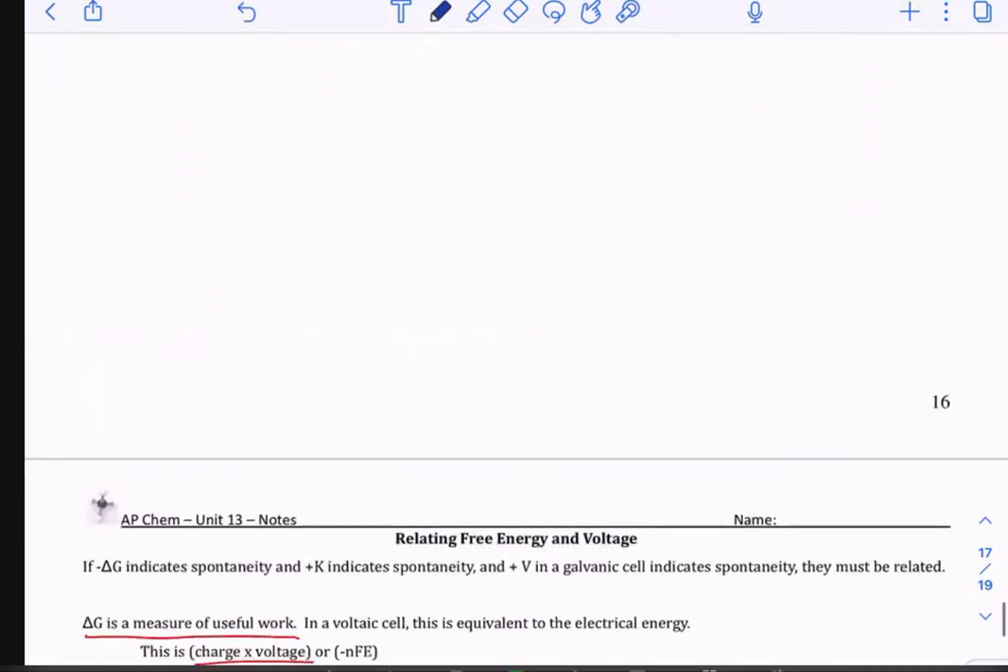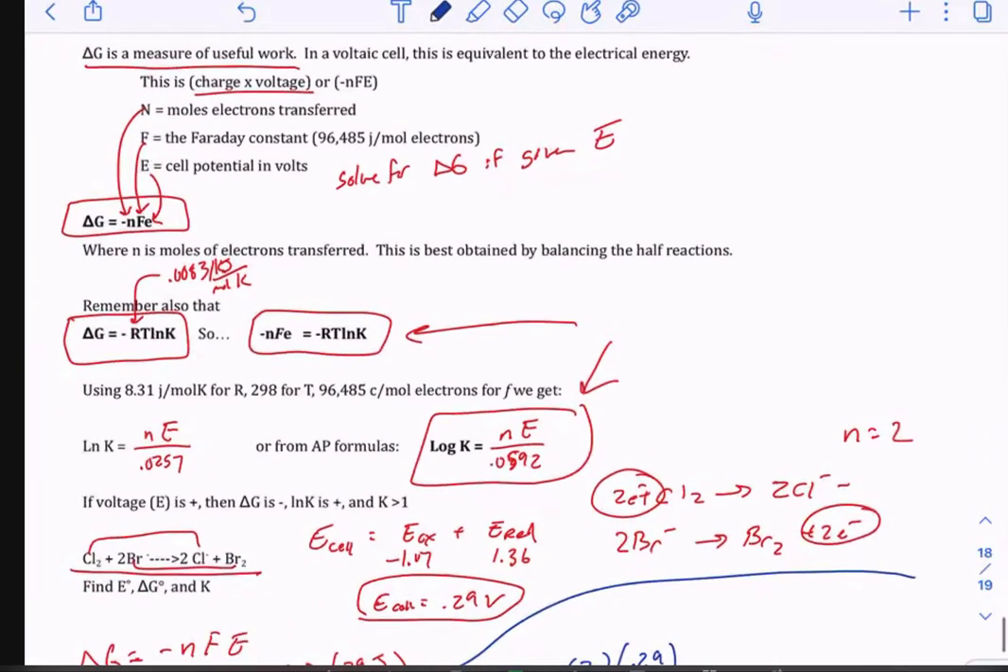And then lastly, we now are able to relate voltage, free energy, and the equilibrium constant. So you could use any combination of these equations to solve for the variable that you need. Really, some of these are just permutations of another. The equations are going to be on your AP formula sheet, particularly this one, and this one, and this one.